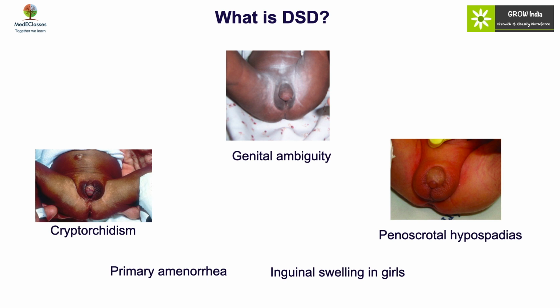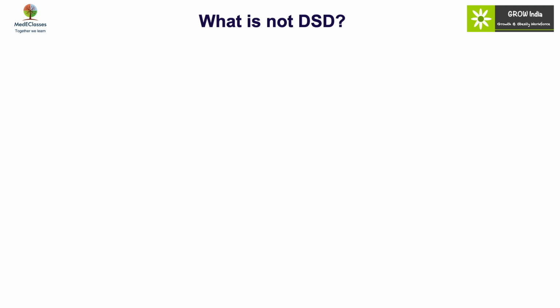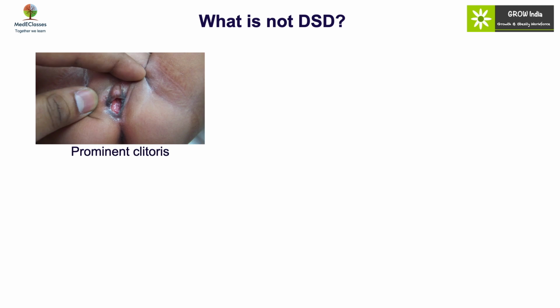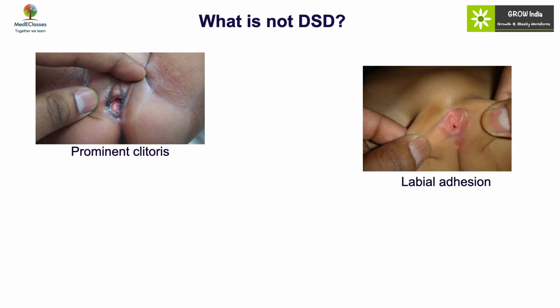Now, while we talk about DSD, we should not unnecessarily work up girls who present with a prominent clitoris, particularly in the newborn period, because in that case, there could be a labial edema. This is labial adhesion, because there you can see that there seems to be an adhesion, but there is no clitoromegaly, and penile hypospadias do not require evaluation.